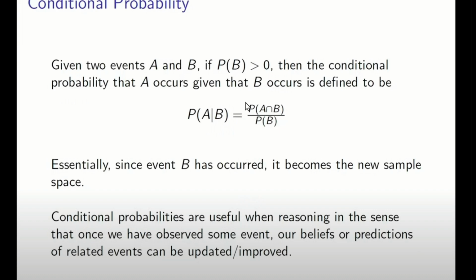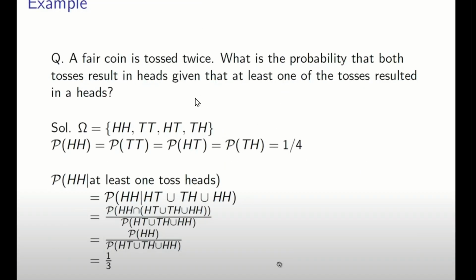Let us consider two events A and B. If P of B is greater than 0, then the conditional probability of A given B is defined as P of A given B equal to P of A intersection B divided by P of B. Essentially, once the event B has occurred, it becomes the new sample space. Now we will take an example of this property.